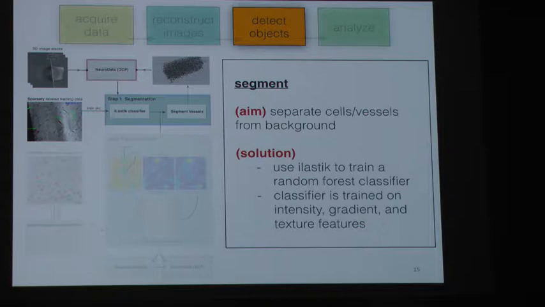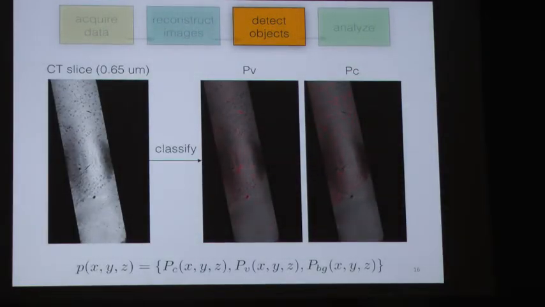The first step is to segment, and as I said before, we want to separate the cells and the vessels from the background. To do that, we applied a random forest classifier. What I'm showing here is the original CT slice, and then after applying a random forest classifier on a number of standard computer vision features applied to these images in 3D, we get out two different probability maps. First is the probability that any voxel is a blood vessel, and then we also have the probability that any voxel in this volume is a cell.